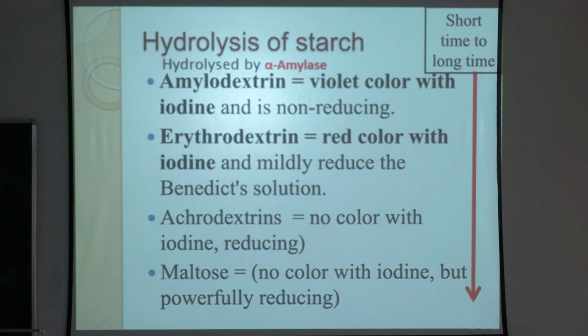How many amylase enzymes are there in our body? Salivary amylase and pancreatic amylase. So the hydrolysis of starch starts from our oral cavity. The moment we start eating starchy food, our salivary amylase starts hydrolyzing the starch.